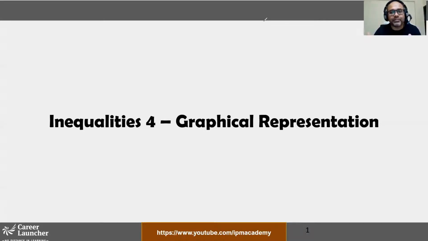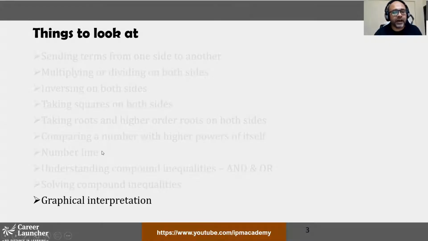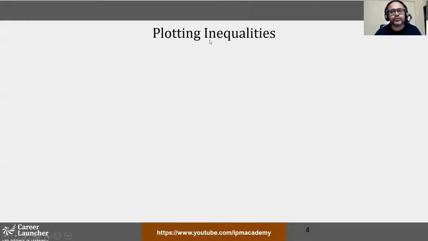I'm going to keep it very simple and very short. It's just an introduction because I don't expect graphical representation of inequalities to be coming into any of your exams right now. However, to make sure that I complete inequalities as a course, as a topic, I am putting it as a part of my module. Let's start with the last part, which is graphical interpretation.